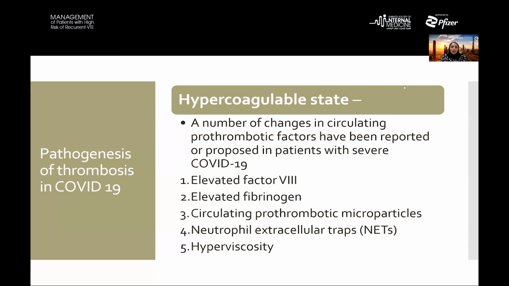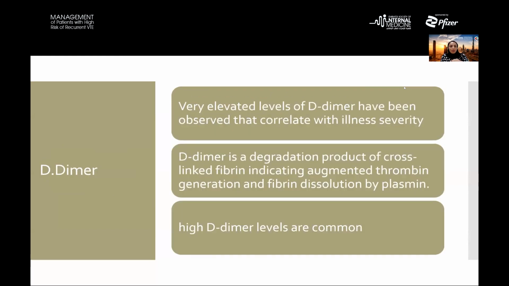Again, in a clinical study, they found that there was a number of changes in the prothrombotic factors in patients with severe disease. They found out that factor VIII is elevated, fibrinogen is elevated, and the circulating prothrombotic microparticles are also high. The neutrophil extracellular traps levels are also high, and hyperviscosity. They actually measured the hyperviscosity in the ICU patients, where they got, I think, 10 patients, and they had special gadgets used to measure the viscosity of the blood, and it showed that the patients had high viscosity.